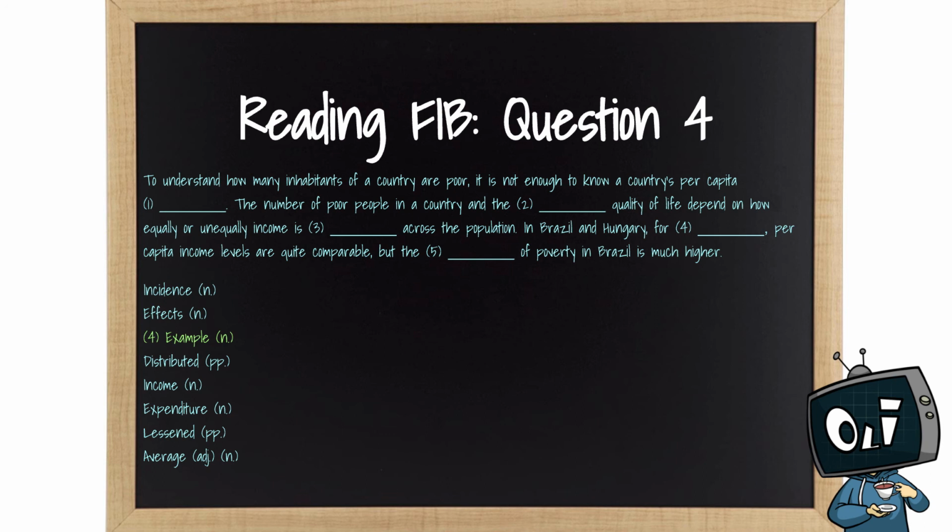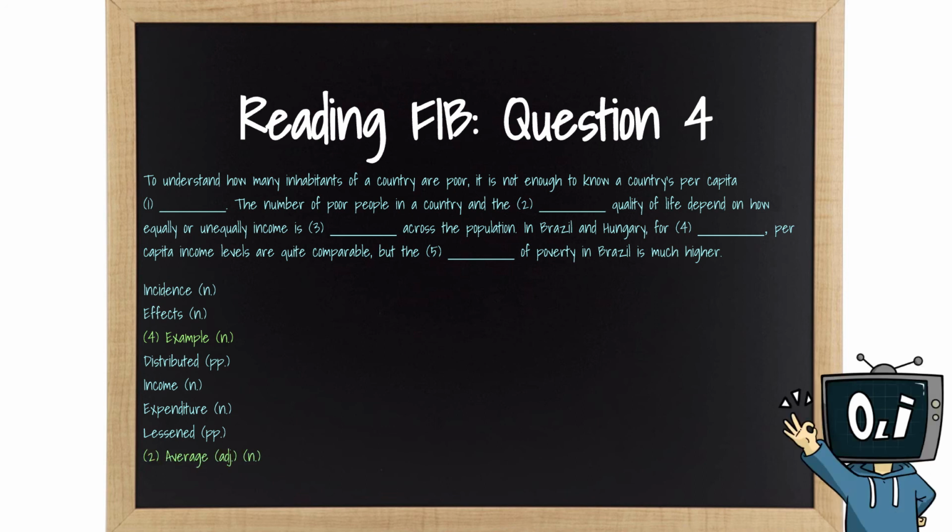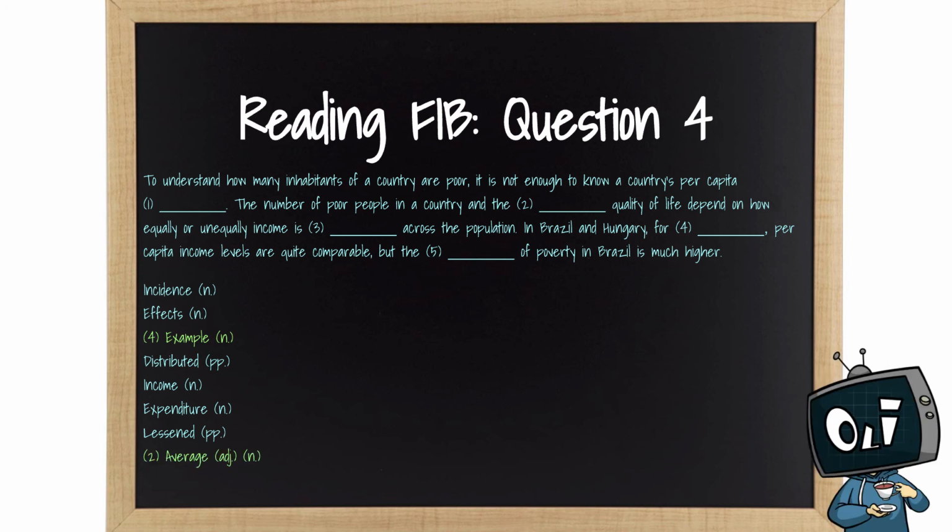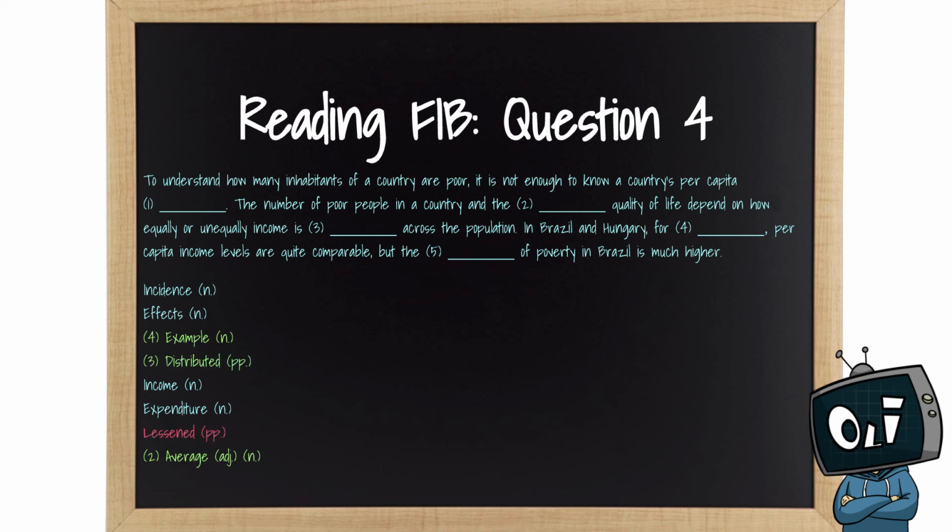We can eliminate the past parts because their meanings don't match the context. Average quality of life makes a lot of sense. Knowing that the only adjective is being used, we can then come to the conclusion that a past part fits in the third blank. The income is either distributed or lessened. I'd say distributed seems to be the better pick here because nothing in the passage says anything about people's income being lessened, or to put simply, decreased.